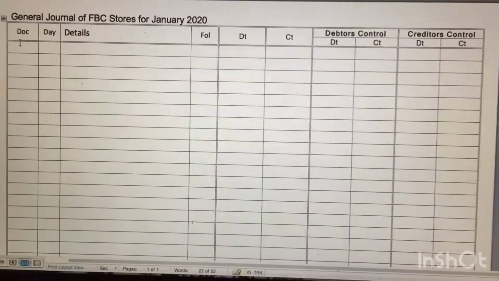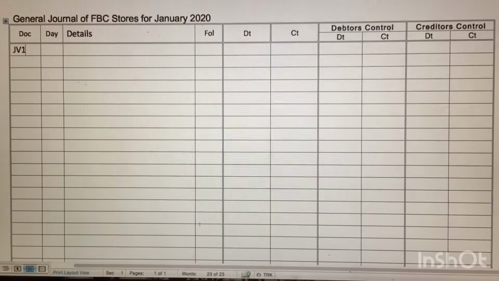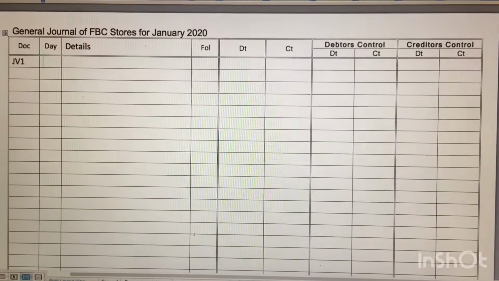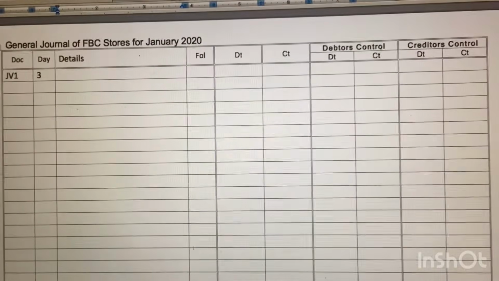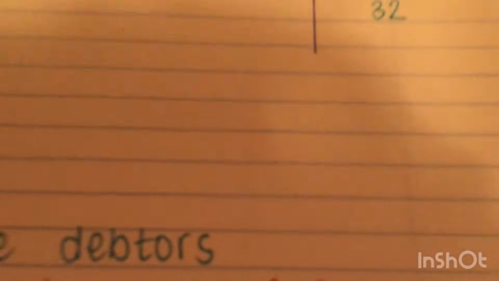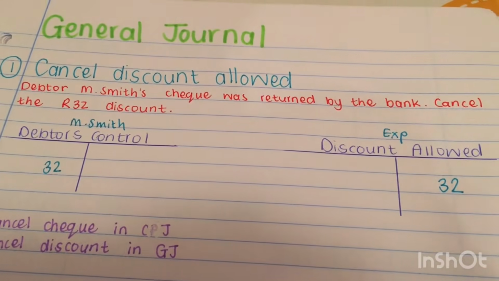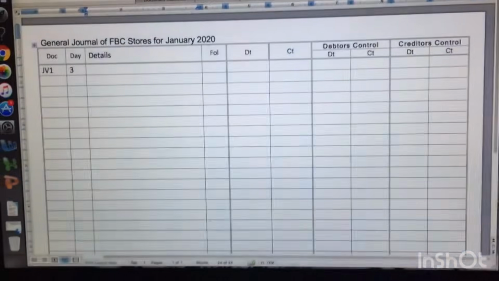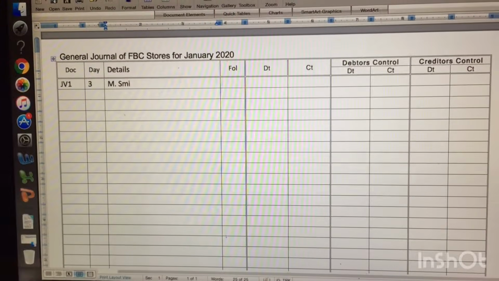So I'm going to start with my document. JV stands for journal voucher. That's my source document. Let's just say the day was the 3rd of January. Now, the account that I debited was debtors control and M. Smith. The account that I credited was discount allowed. So if I go over there, the first entry I'm going to make is the account debited, M. Smith.